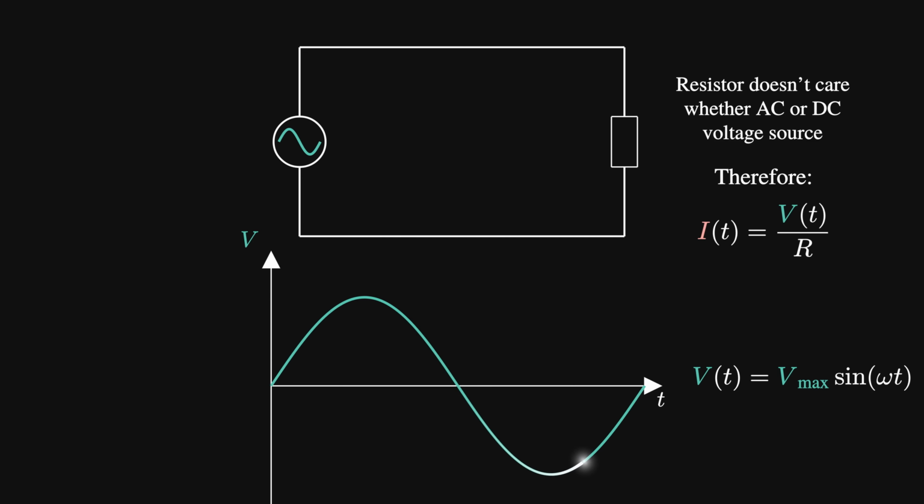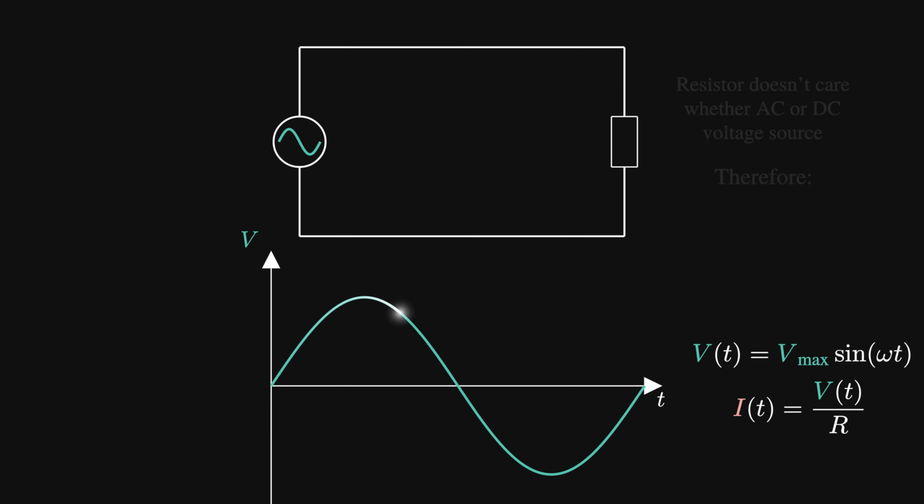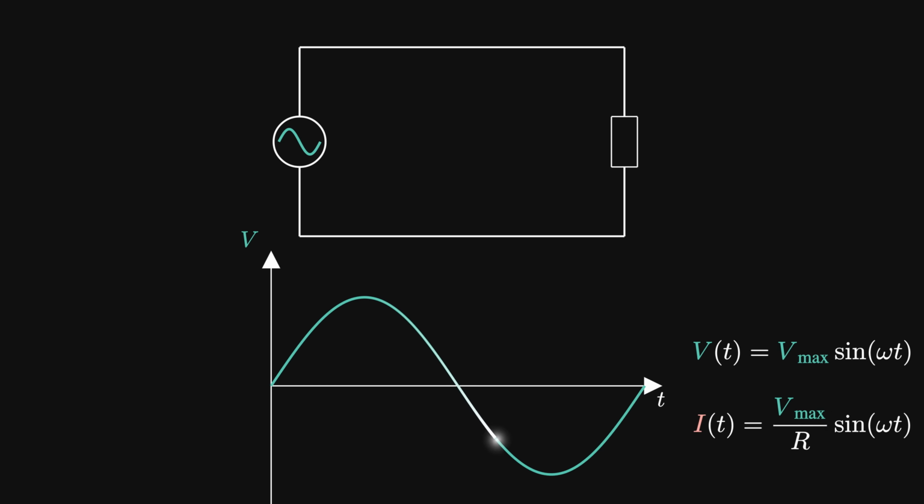So the current through the circuit is simply I equals V over R, and if we substitute our sinusoidal voltage in, we get the sinusoidal equation for the current. And this immediately tells us something very important. In a simple resistive AC circuit, the current is completely in phase with the voltage. All this means is that the oscillation of the current is perfectly in time with the oscillation of the voltage.